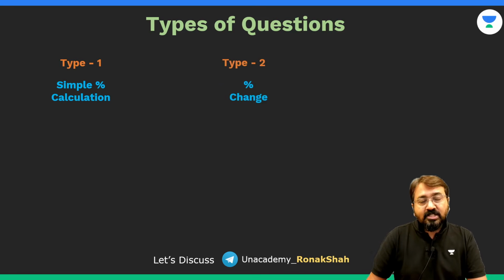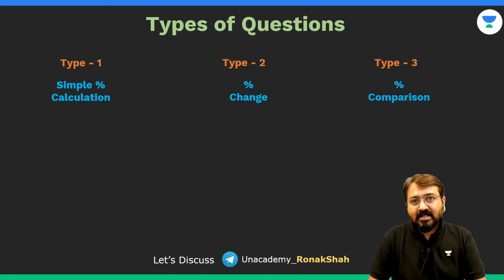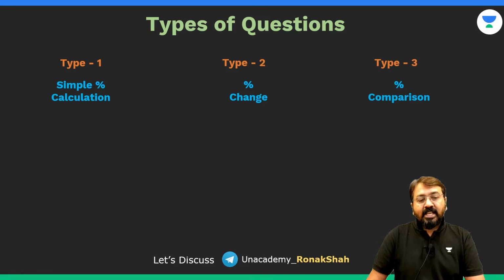The second variety is where you are using the concept of percentage change. It may be successive percentage change and so on and so forth. So we will also discuss that concept and we'll look at questions based on that as well. And the third one is simply based on percentage comparison. So let's begin and let's look at each of these concepts and also look at some simple conceptual questions before we proceed with the CAT question.